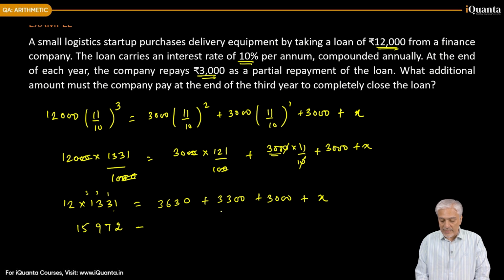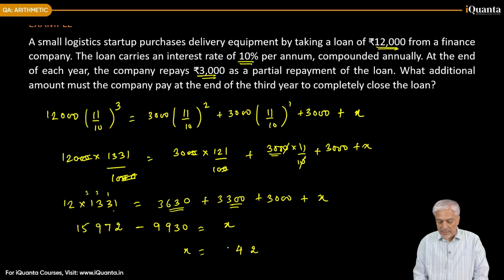15,972 minus how much will this amount be? 9,930, right? 9,000 I can see 630 and 300 is 930. So 9,930. That will give me x. And that x will be equal to how much? Let's just do the subtraction carefully. 7 minus 3 is 4, 9 minus 9 is 0, and 15 minus 9 is 6.